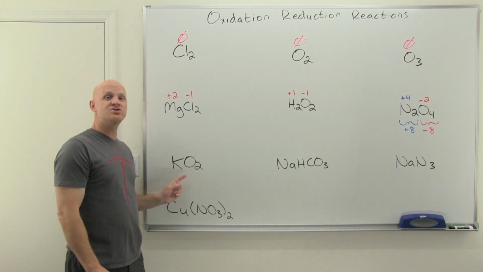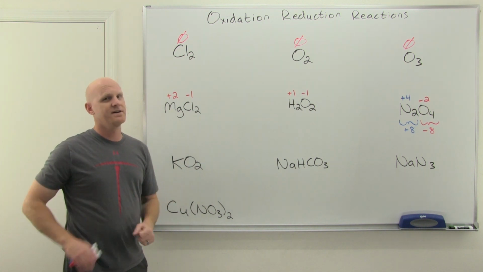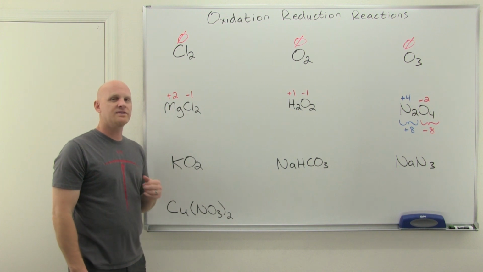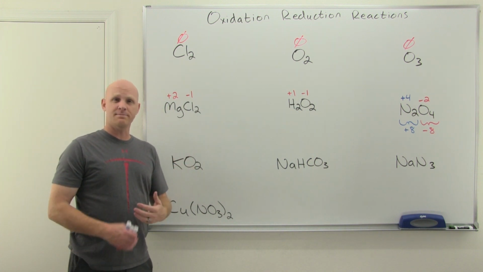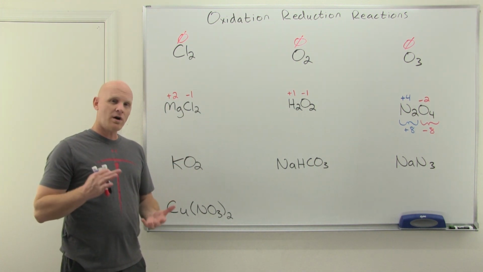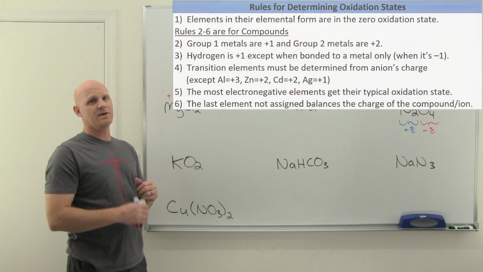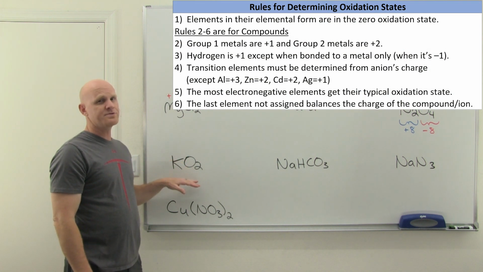This is called potassium superoxide, because it's super. And you're not going to get oxygen in its normal oxidation state. And again, it would be another exception that maybe you have to memorize. But with our rules, it's just going to naturally fall out. So we skip rule number 1. We move straight to rule number 2.